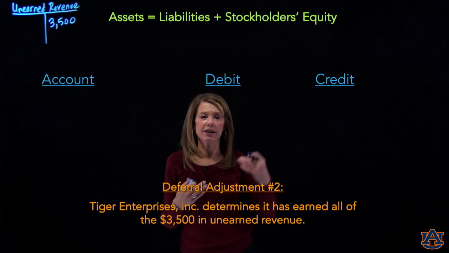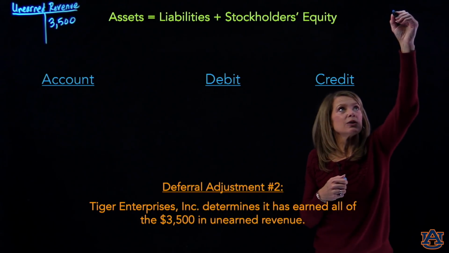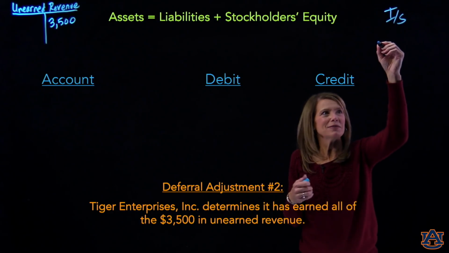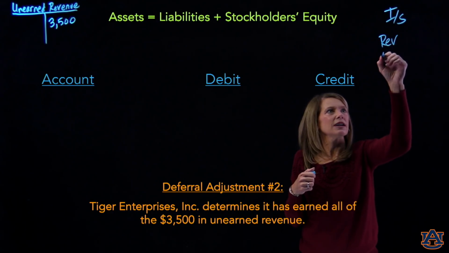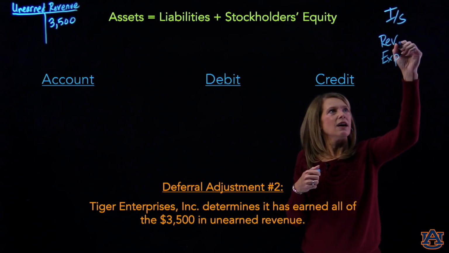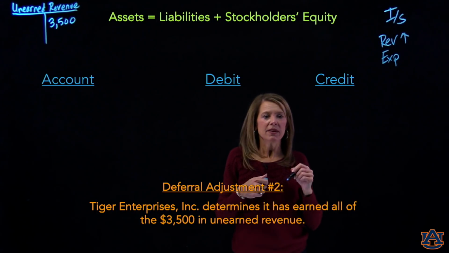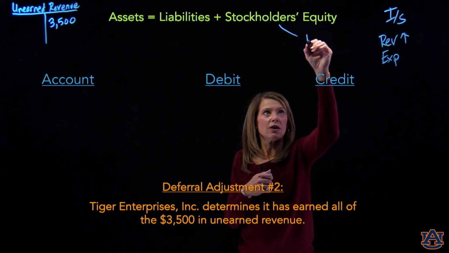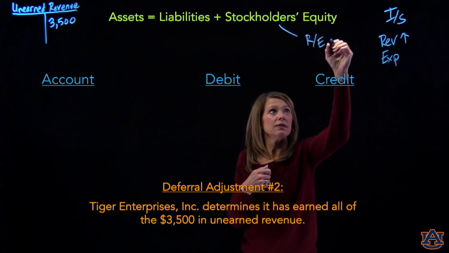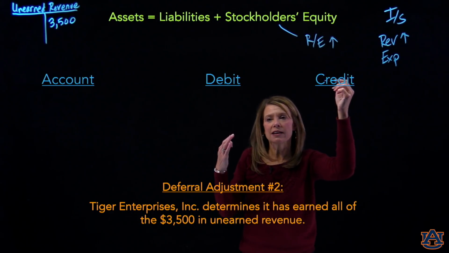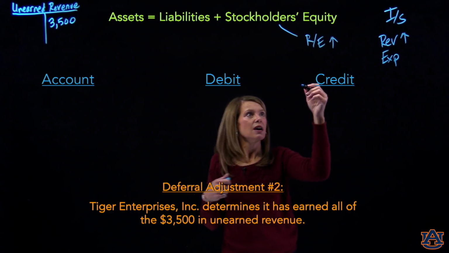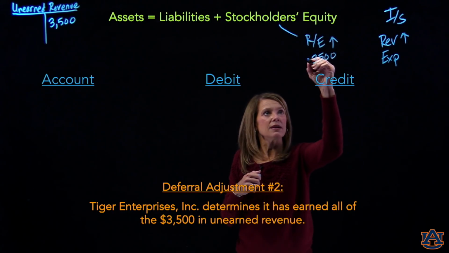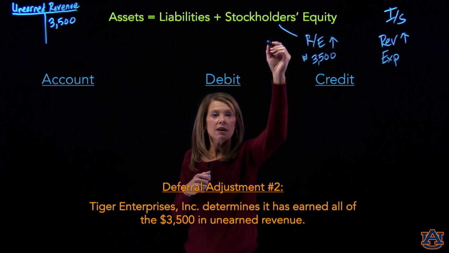So earning revenue, hopefully that helps us realize that this is talking about, if we've earned revenue, this is talking about revenue on the income statement, right? And we need to make our revenues go up. And when we do, those revenues push up net income and they make our retained earnings go up. Now, here they're telling us that we've earned all of this. So in this particular case, our retained earnings is going up because we have $3,500 of revenue there.